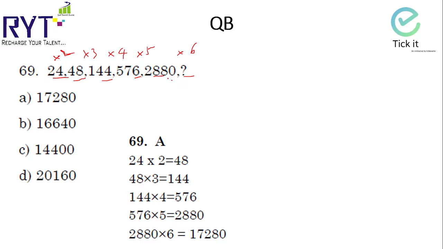6 into 8, 48. Observe the unit digit, 8 is only here. So straight away we can click option A. We don't have to calculate everything because 6 into 8, 48, you should get 8 at the end. We have only one option with 8 here. Option A is the correct answer.